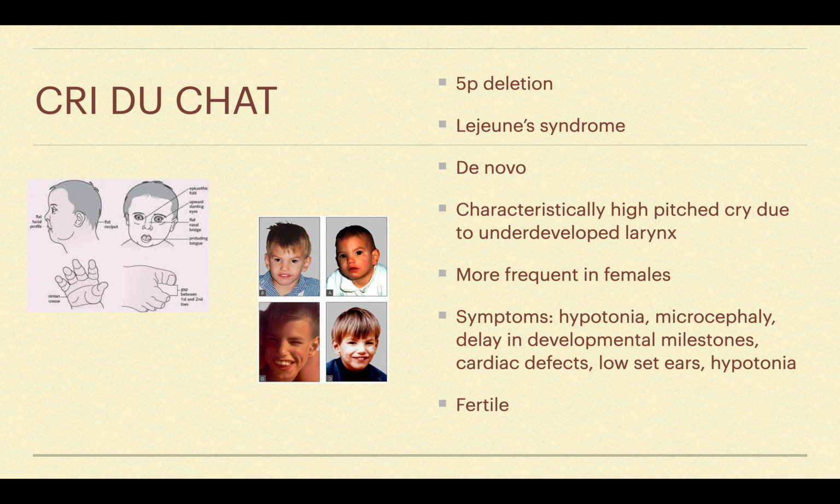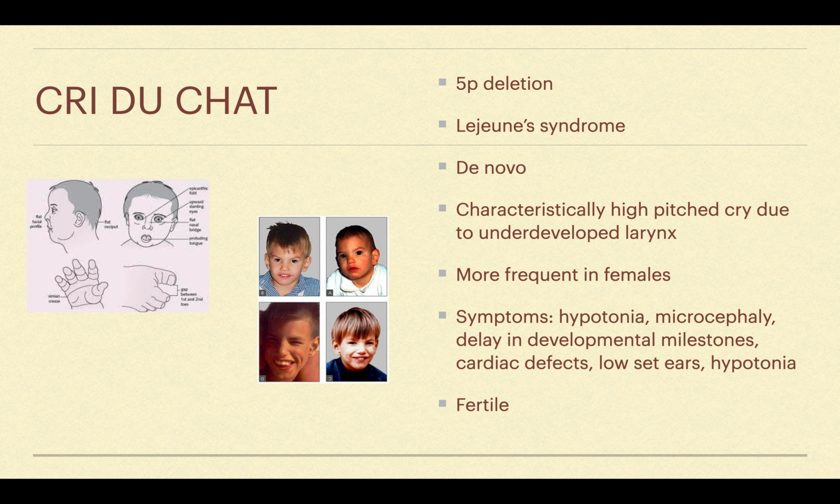So Cri-du-chat is a 5p deletion. It's also known as Lejeune's syndrome, and this is fairly common. It usually occurs because of a de novo deletion, so there's not really a genetic component or an inherited problem, right?